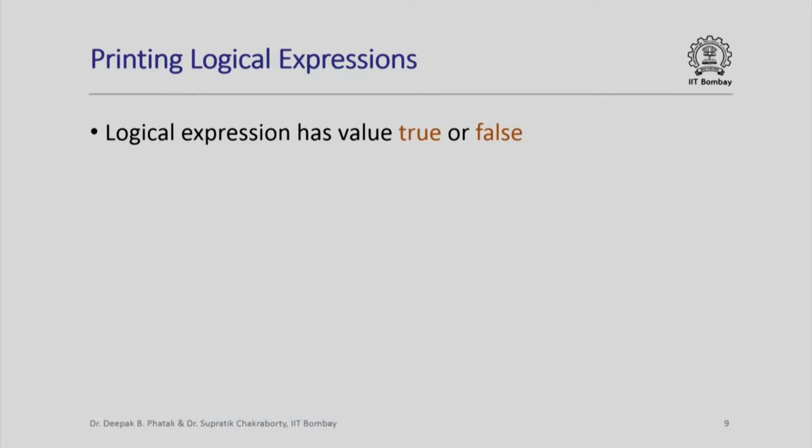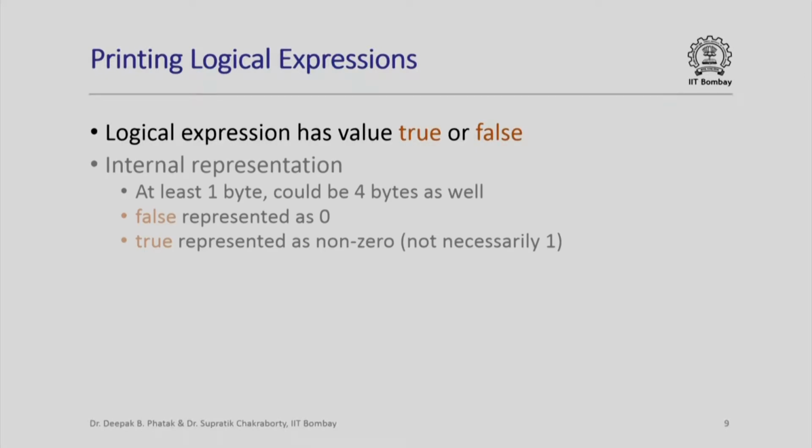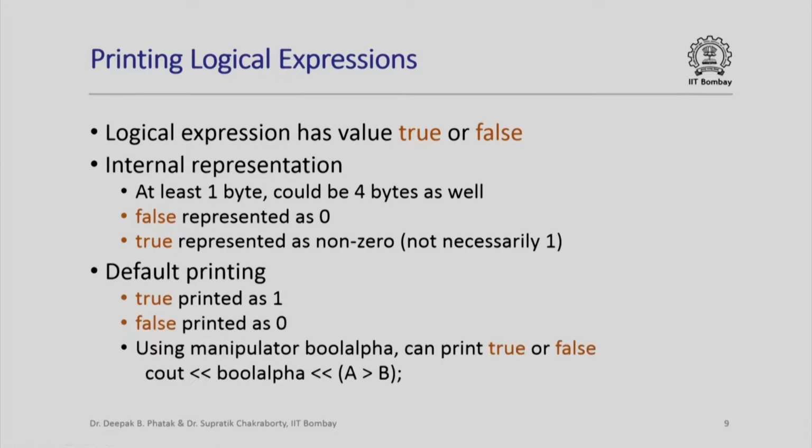Now what happens when we print logical expressions? We know that all logical expressions evaluate to the value true or false, and we have already seen in an earlier lecture that the internal representation of Boolean values could be 1 byte or could be 4 bytes as well. This is not specified explicitly by the C++ standard, but it is some kind of integer representation inside the computer. False must be represented as 0, true can be represented as any non-zero quantity, not necessarily 1. However, the C++ standard does specify that when you are printing a logical value, true must be printed as 1 and false must be printed as 0.